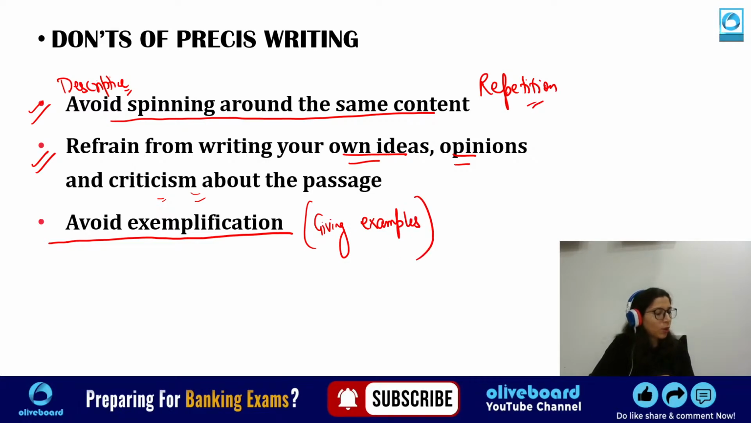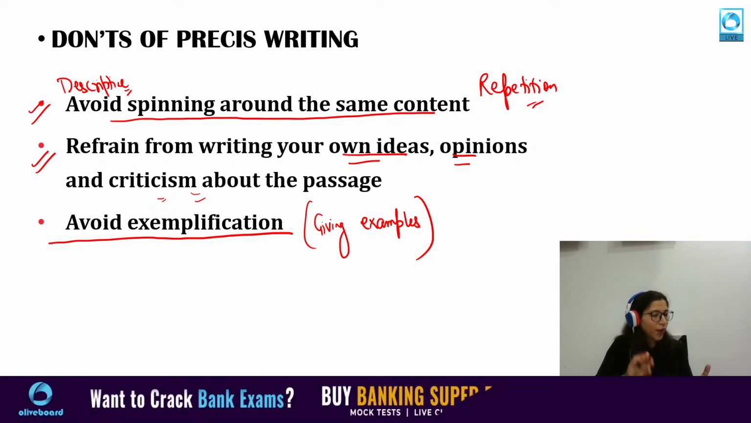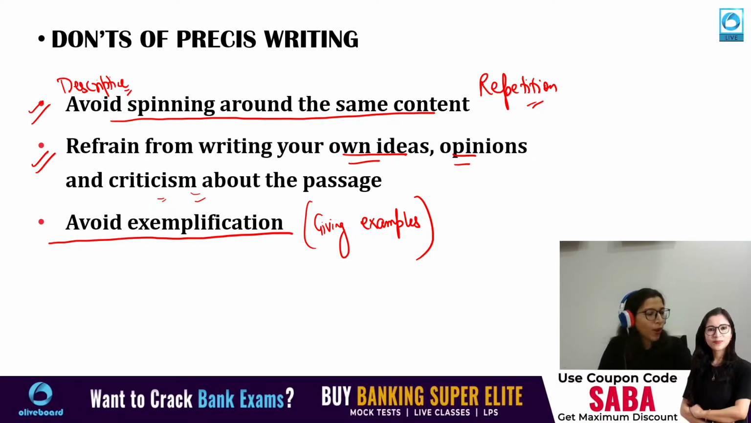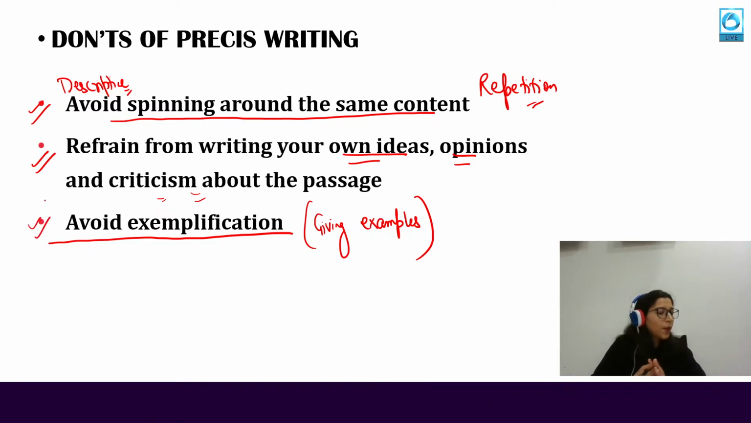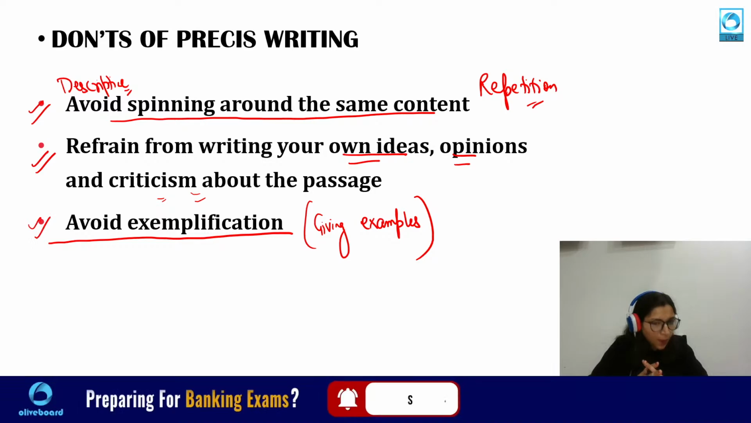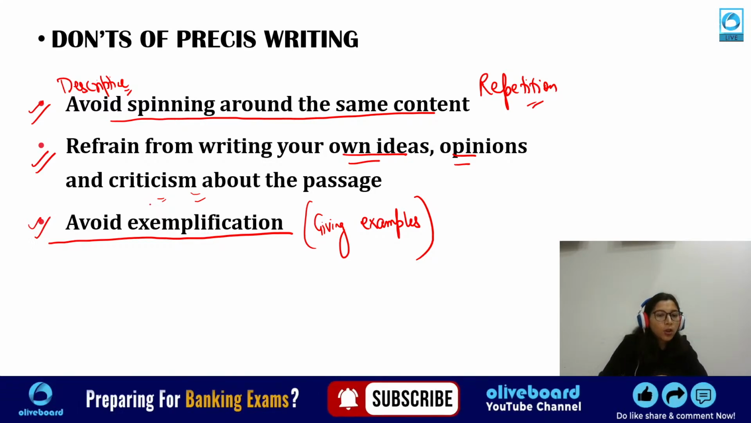Because when you read a Precis, you find everything important. You find each and every point is important, so you try including everything in the Precis. But if you keep these points in mind, you will be able to reduce your word count by avoiding giving examples. Very good. Exemplification. Now, see, in a passage, there might be certain examples.